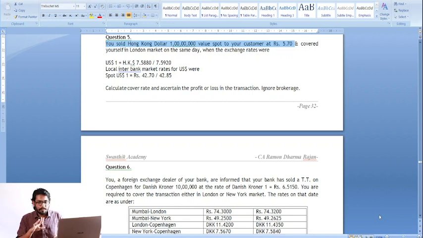Point number 1. What has happened? You have sold Hong Kong dollar 1 crore to your customer at rupees 5.7 per Hong Kong dollar, which is understood. So that is the rate at which you have sold to your customer. Your customer is someone who is buying currency, and you are a bank, or a forex dealer, and covered yourself in the London market.